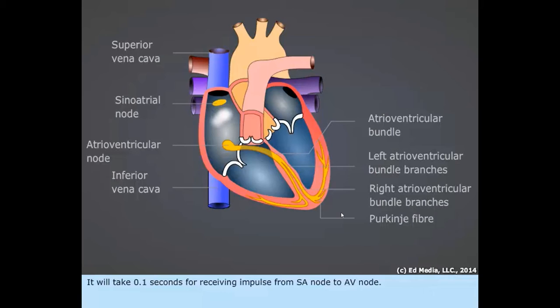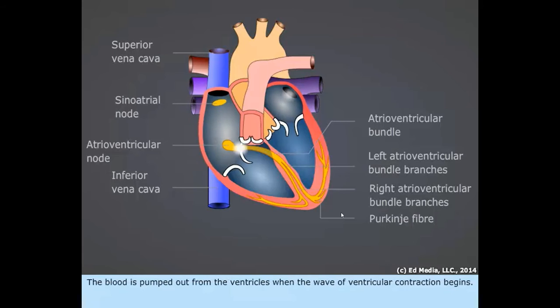It will take 0.1 seconds for receiving impulse from SA node to AV node. In the meantime, it finishes the contraction of atria. The AV node conveys the electrical impulse to the apex of the myocardium via the bundle branches and the Purkinje fibers. The blood is pumped out of the ventricles when the wave of ventricular contraction begins.